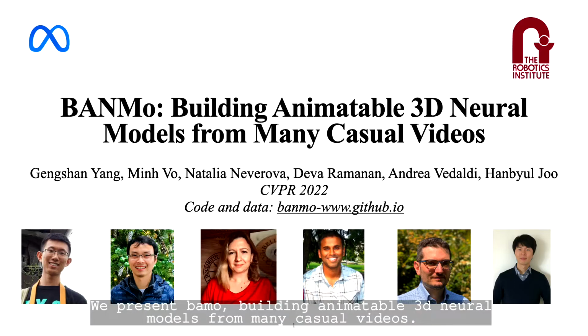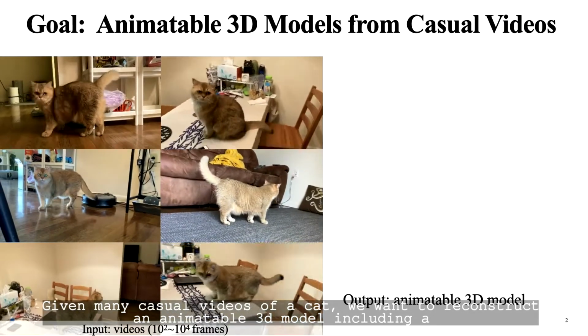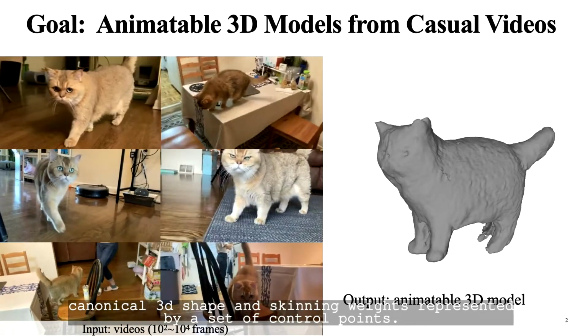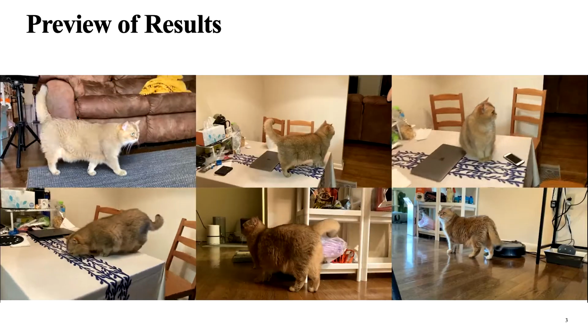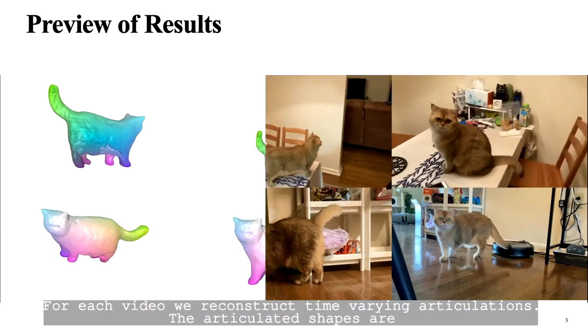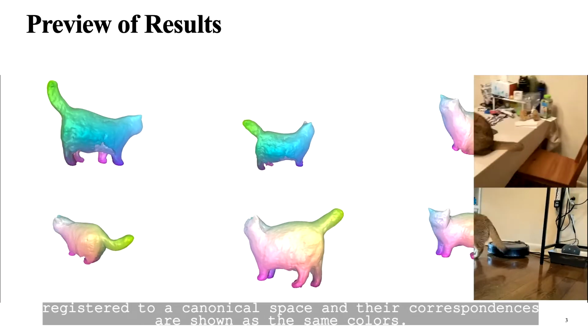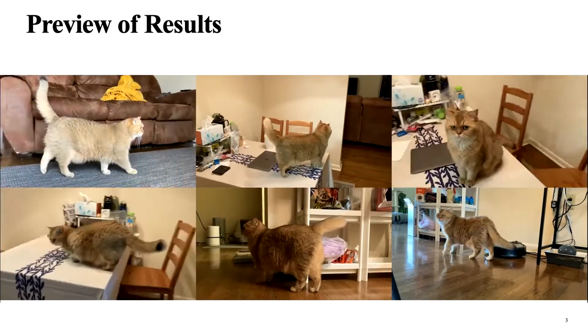We present BANMo, building animatable 3D neural models from many casual videos. Given many casual videos of a cat, we want to reconstruct an animatable 3D model, including a canonical 3D shape and scaling weights, represented by a set of control points. For each video, we reconstruct time-varying articulations. The articulated shapes are registered to a canonical space, and their correspondences are shown as the same colors.